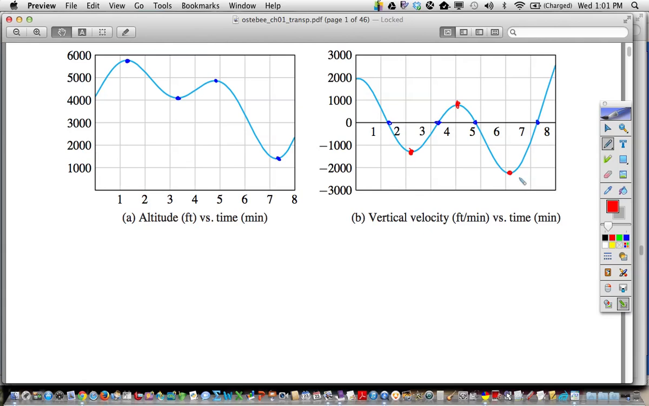Now, what do those correspond to over here? Well, this first one is just a little bit after 2, so that'd be right in there. Does that make sense? That right there, it's going about the fastest? What would you say about that point right there?